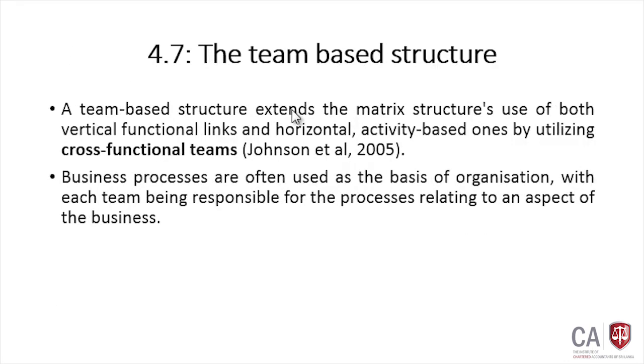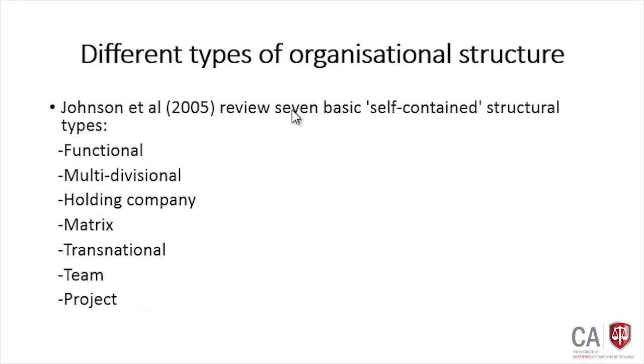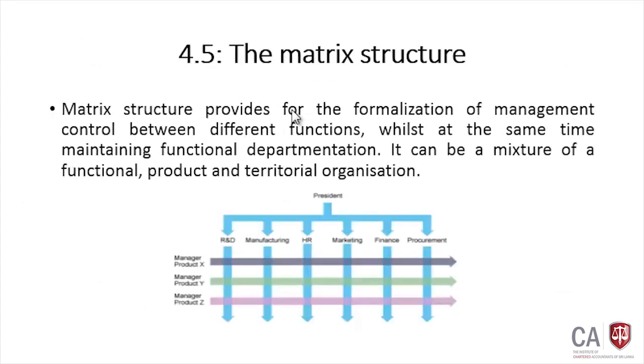Right. Then we look at the team based structure. Now it is clear for you. Right. So at the beginning we emphasized 7 types of structures. We are discussing that. So we discussed functional, multidivisional, holding company, matrix, transnational. Now I am moving to the team structure.